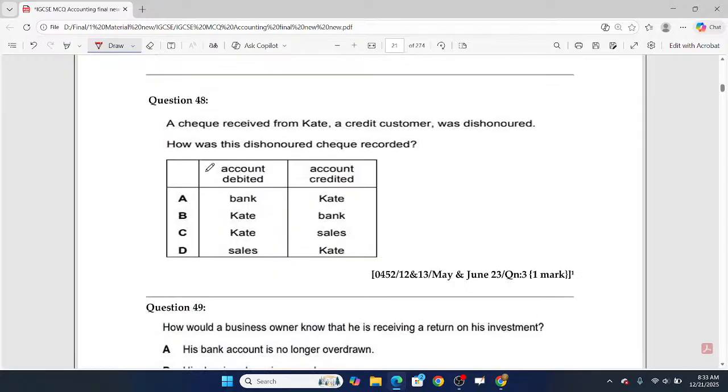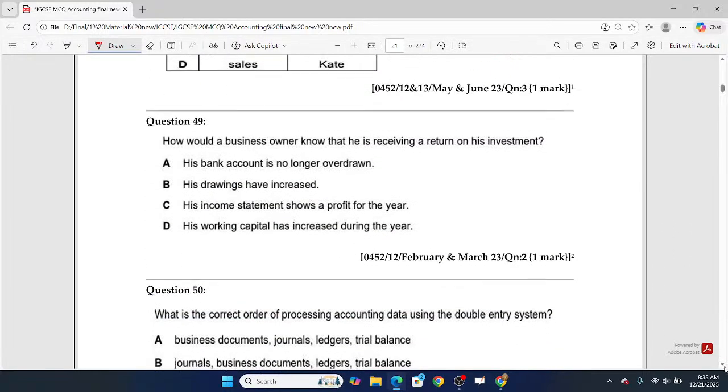48. A check received from Kate, a credit customer, was dishonored. How was the dishonored check written? While receiving, it was bank to Kate, and on dishonor, you have to reverse this: Kate to bank. So B is the correct one. A similar illustration we already discussed.